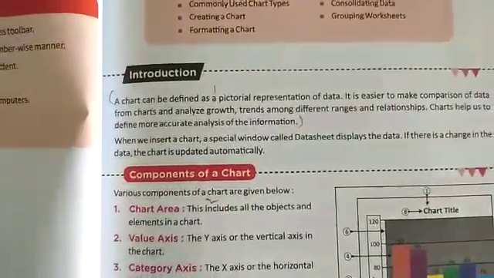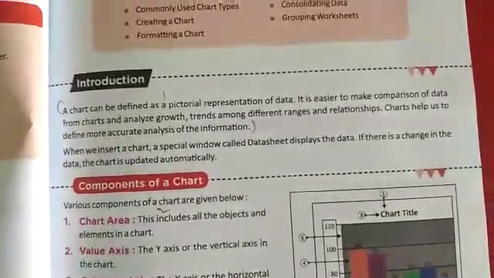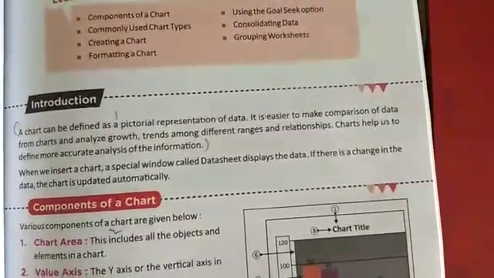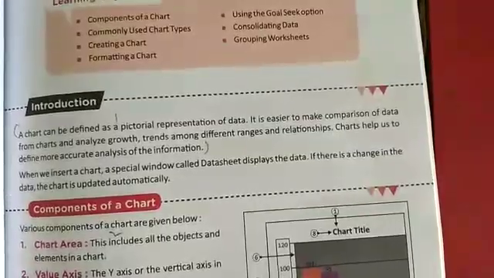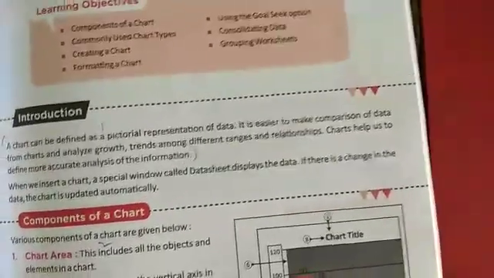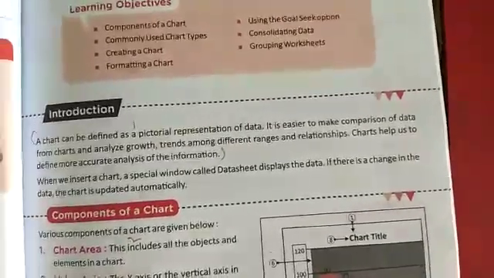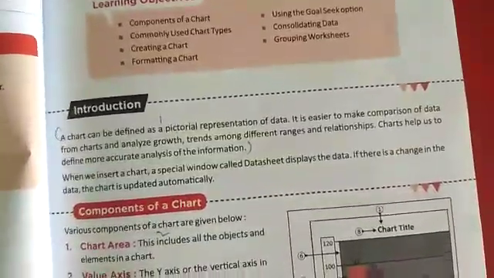So what is a chart? A chart can be defined as a pictorial representation of data. It is easier to make comparisons of data from a chart and analyze growth trends among different ranges and relationships. Charts help us define more accurately the data analysis of the information.